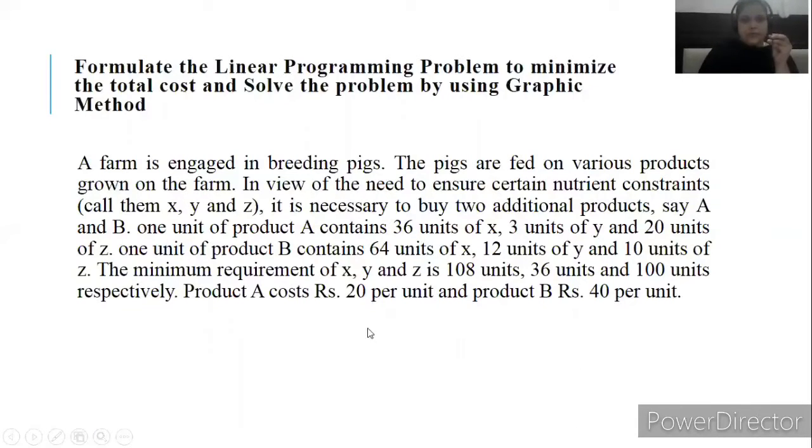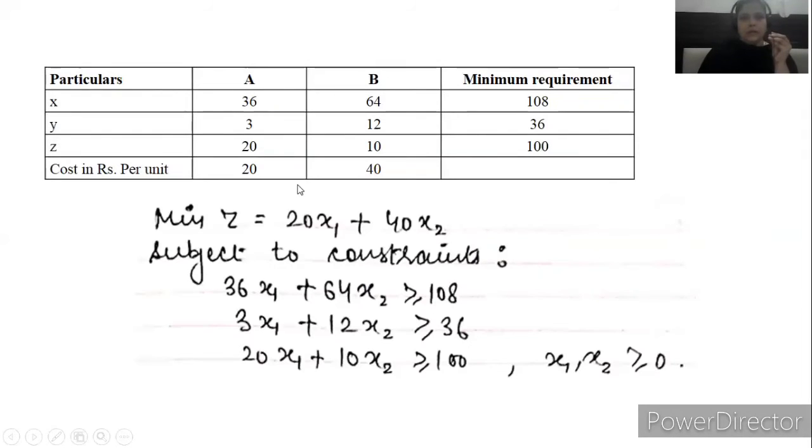First, you notice that here the cost is given, which means it is a problem of minimization of cost. First, you need to formulate the problem, then you will solve it graphically. Particulars: X, Y, Z, cost in rupees per unit, A, B, minimum requirement. Cost for product A is 20, B is 40. I formulate the problem. And it becomes minimization of Z equals 20x1 plus 40x2, subject to constraints.